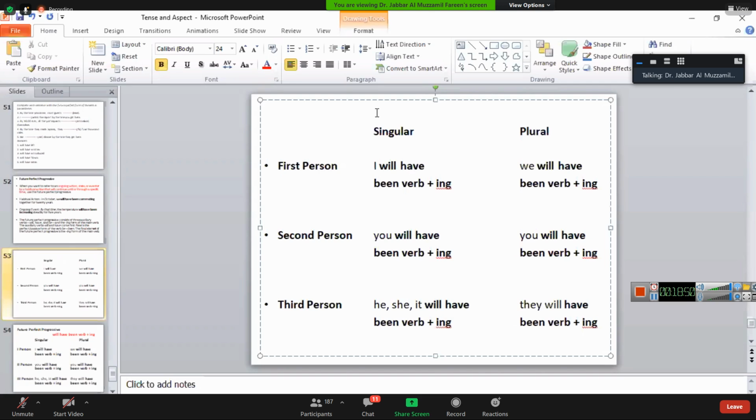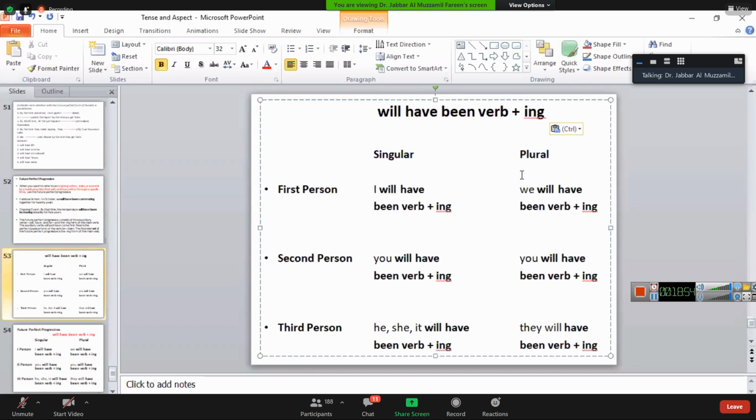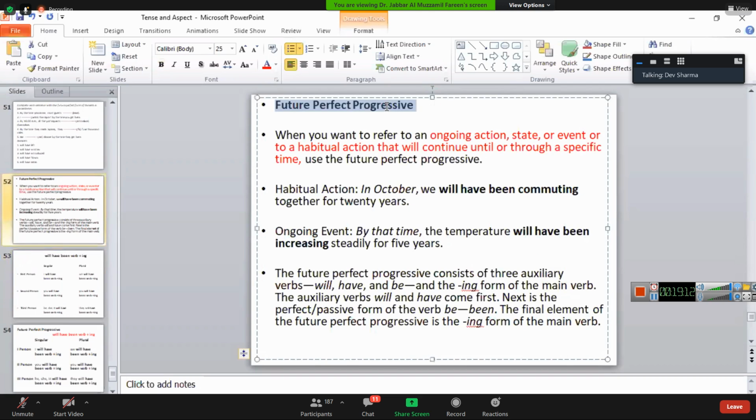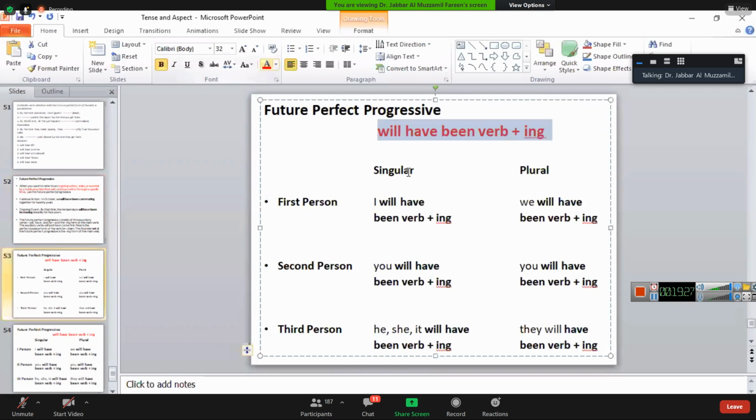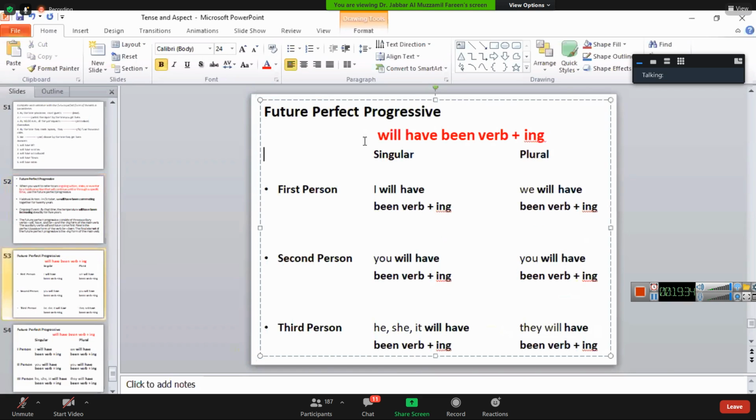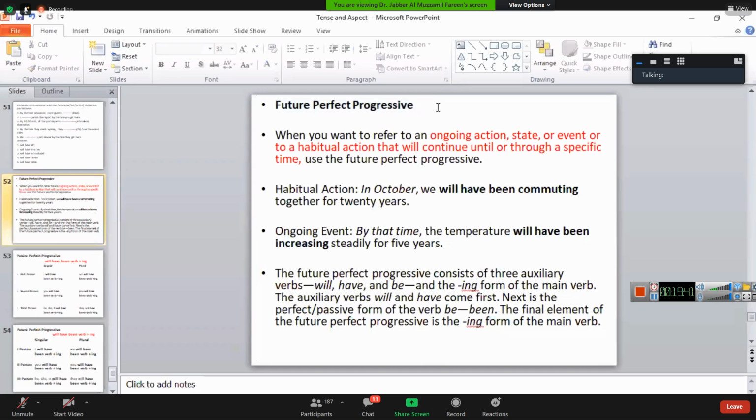Is this clear? This is what you have to note. These are singular, plural, first, second and third person, uniformly, commonly written as will have been, verb plus ing. Is this clear? Yes, ma'am. Just a minute. I'm giving a common key term, so that you have no problem identifying singular and plural. Will have been, verb plus ing. So in all 4 future aspects in the future tense, you will have a definite formula.